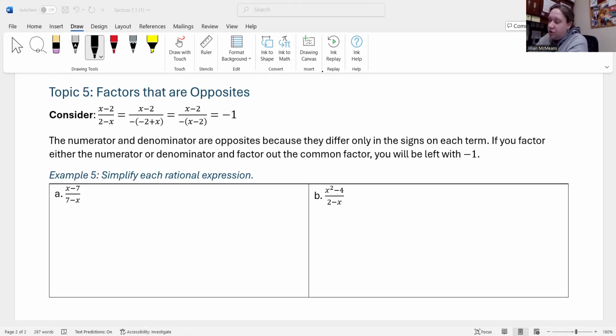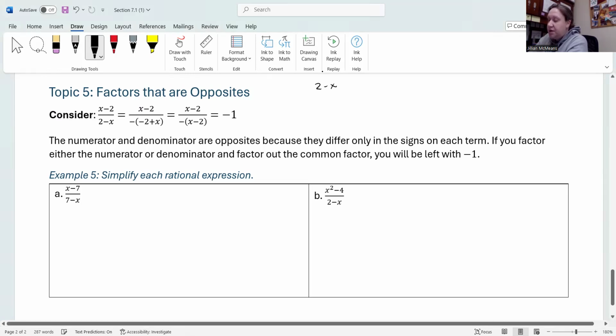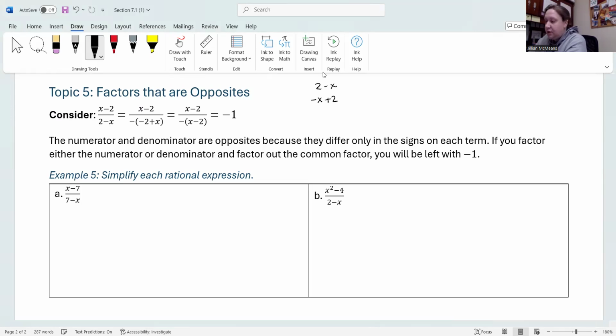Well, if I have 2 minus x, I would put it in standard form by writing it as negative x plus 2. Well, that's even closer because at that point we would have x minus 2 over negative x plus 2. So we're like, dang, that really looks like it should factor or it should simplify somehow. We've got these x's, we've got these 2's, it just needs a little bit of work.